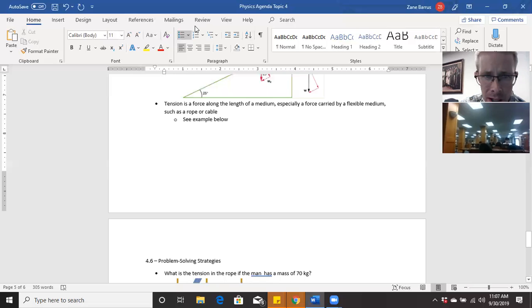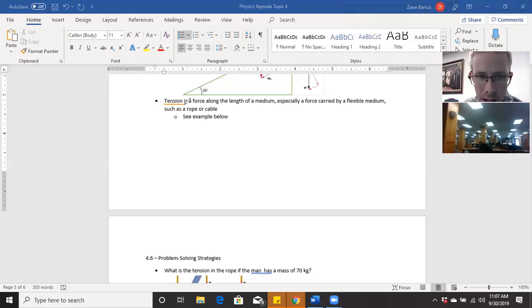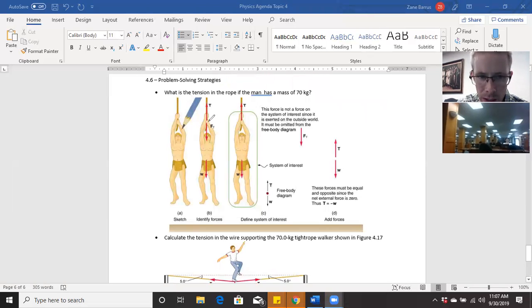Another type of force that we're going to talk about is tension force. Tension basically exists in an object that is attached to a string or a rope of some sort. Here's the technical definition: it's the force along the length of a medium, especially force carried by a flexible medium such as a rope or a cable. It's very wordy. All I want you to know really is that tension is just the force of a rope or a string on an object. So here we have a caveman or some guy with a loincloth. I don't know why he has a loincloth. Weird. But you can see he was holding onto a rope.